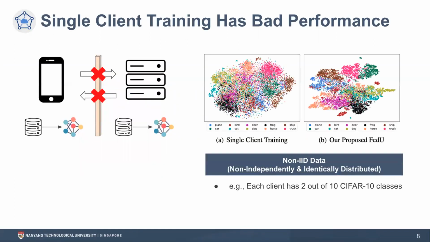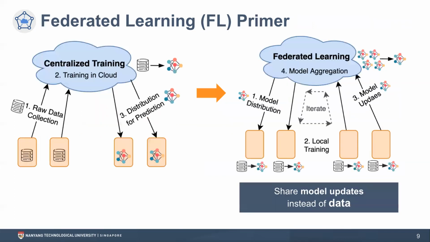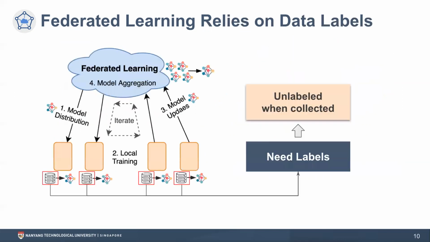An intuitive solution is to conduct training on each edge, but as edges could have limited data, the data could be non-independently and identically distributed, non-IID for short. Such training will result in bad performances. Federated learning is an emerging privacy-preserving distributed training method. Different from centralized training, federated learning shares model updates from clients to server instead of raw data.